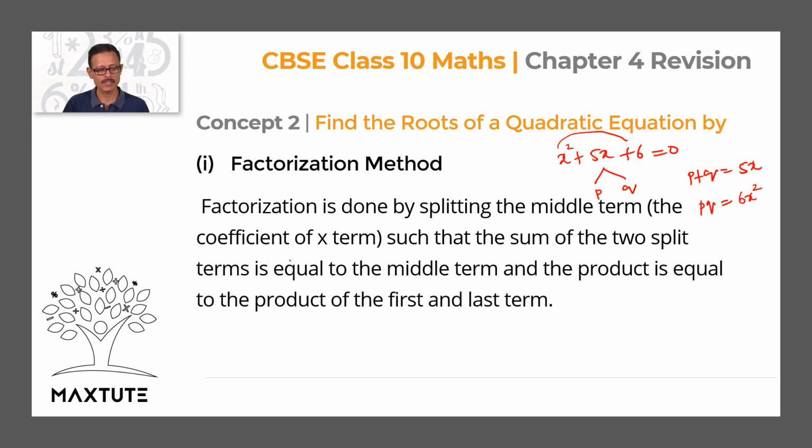I'll read it here. Factorization is done by splitting the middle term, the coefficient of the x term, such that the sum of the two split terms is equal to the middle term, and the product is equal to the product of the first and the last term. The product is equal to 6x square. So obviously you guys by now know how to split it. This is going to be a 2x and 3x. Sum is going to be equal to 5x. Product is equal to 6x square. Right? This is the factorization method.